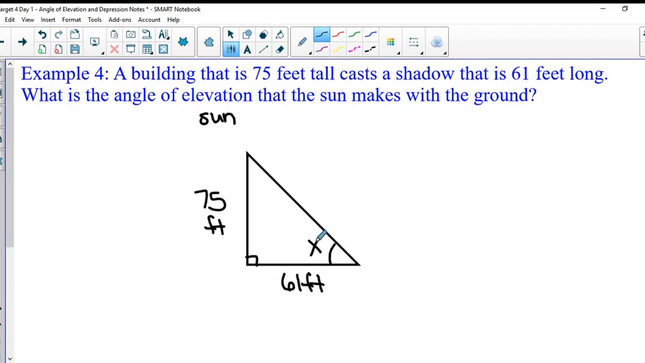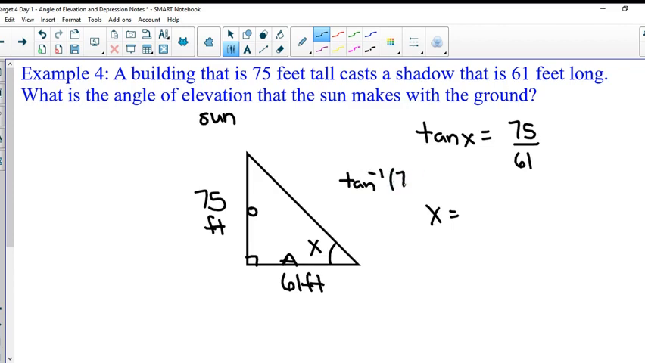All right, same as before. This process never goes away. X to 75, this is opposite. This is adjacent, so we will be using tangent again. Tangent x equals opposite over adjacent. Again, we are looking for the angle, so we are not going to be multiplying both sides by 61. We are reaching right for our calculator, and we are plugging in the inverse tangent.